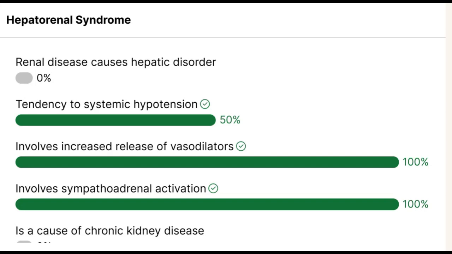That is true because in its pathophysiology, there's first and foremost portal hypertension, and in that case, you have leaving of fluids from the vascular compartment into third spaces, and you also have release of vasodilators, so that causes a tendency to systemic hypotension. And as a compensation, there's sympathoadrenal activation. By that I mean release of catecholamines and even aldosterone to try and get that blood pressure back up again. So that is true, and it is not a cause of chronic kidney disease, but rather it causes acute kidney injury.